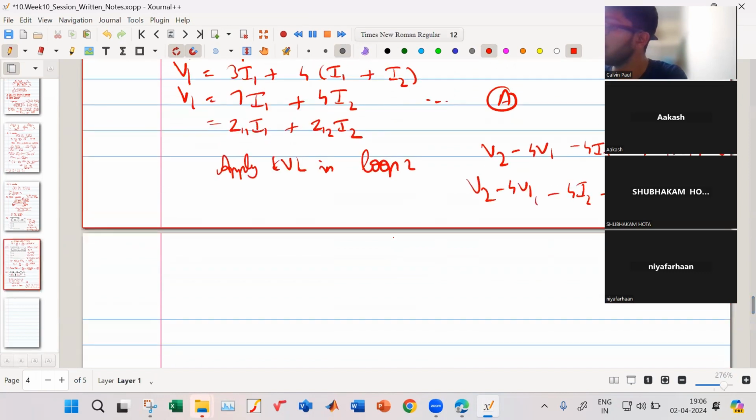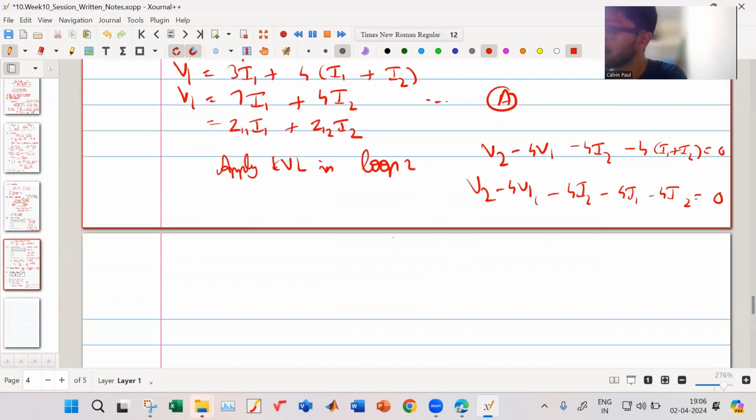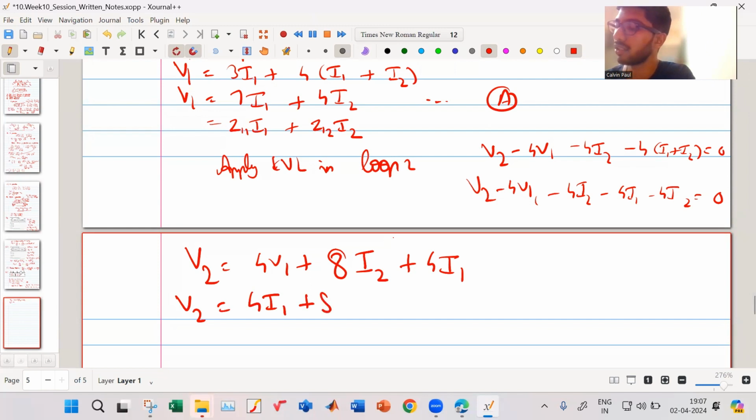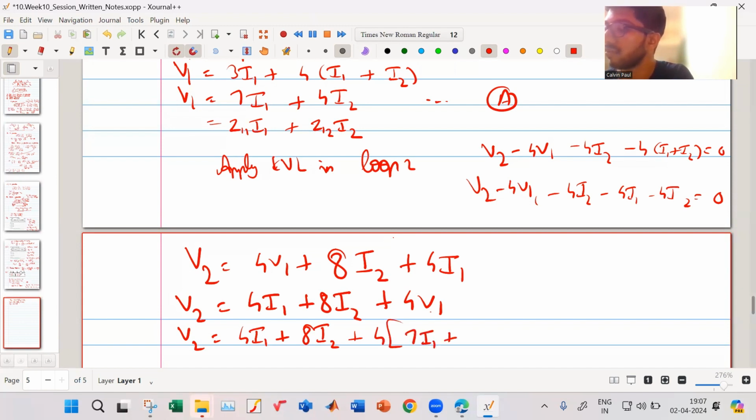So it comes out to be V2 is equal to 4V1 plus 8 I2 plus 4 I1. Any doubts in this? No, sir. So I'll write it as 4 I1 plus 8 I2 plus 4 V1. So what I will put, V1 I know is 7 I1 plus 4 I2. I substitute over here. So I get V2 is equal to 4 I1 plus 8 I2 plus 4 into 7 I1 plus 4 I2, right?